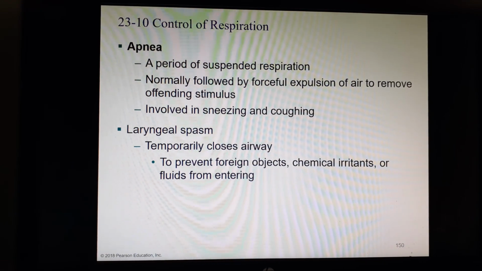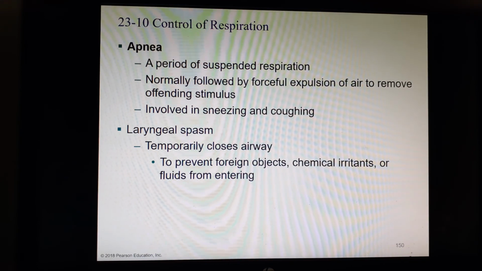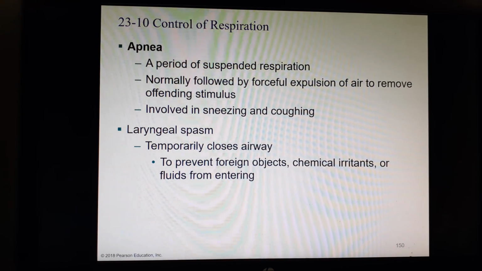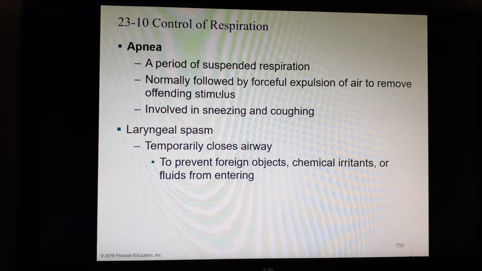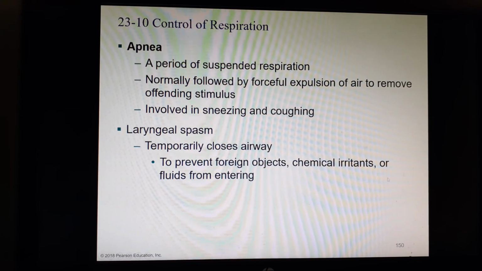Apnea is when you're not breathing at all. A long time of suspended respiration. Usually, if you stop breathing, you will follow that with a big, very forceful expulsion of air to remove a stimulus, and this is what happens in sneezing and coughing. You can also have a laryngeal spasm that closes your airway to keep things from going deeper down into your trachea.